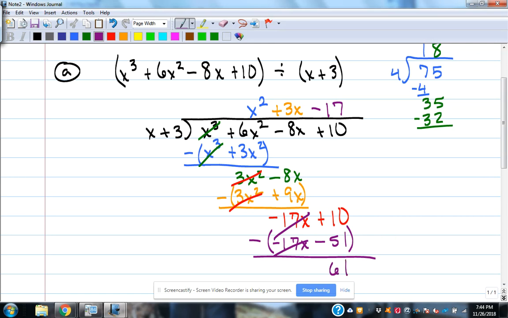Now, I look at that and I say, okay, is there anything I can multiply times x and get something that doesn't have an x on it? No way. So I know that 61 is my remainder. This is the remainder. Just like here, I get 3. This is the remainder for this problem.